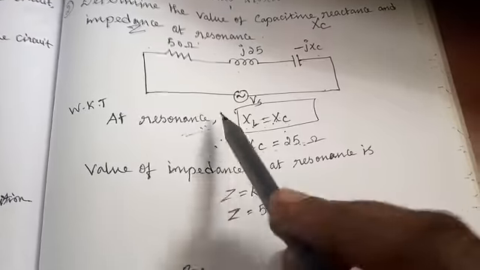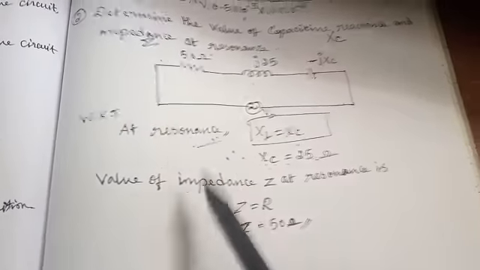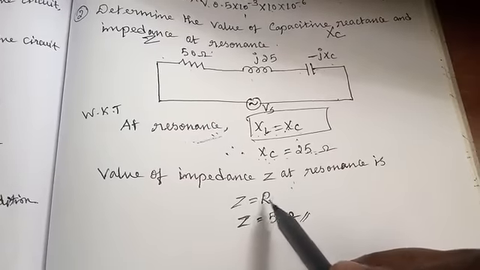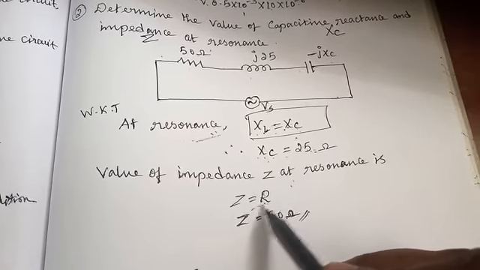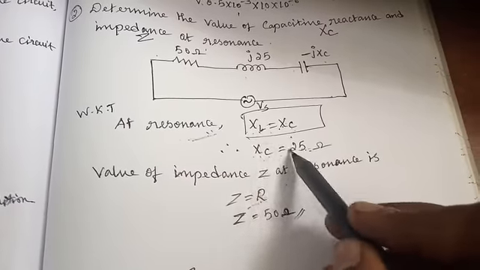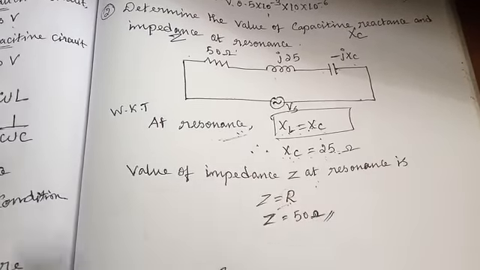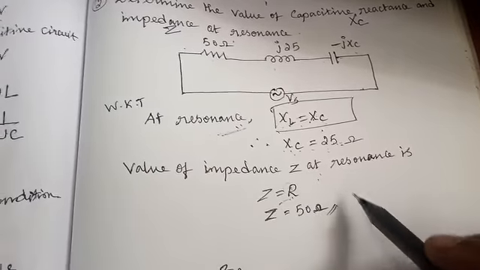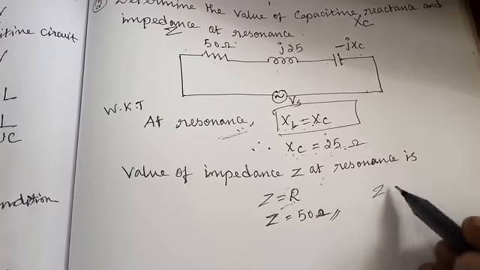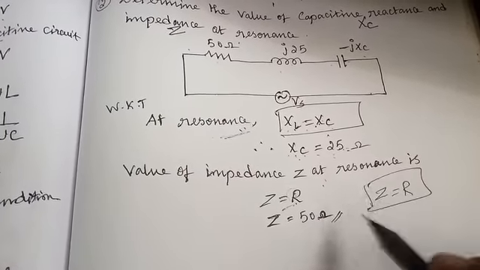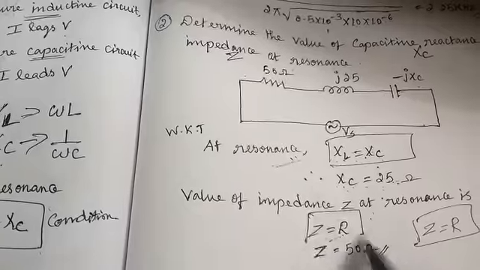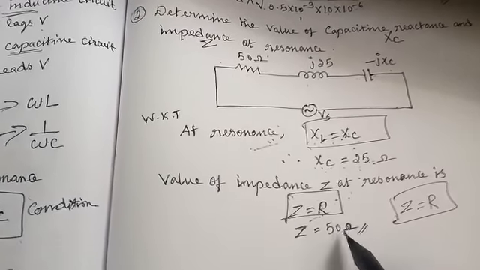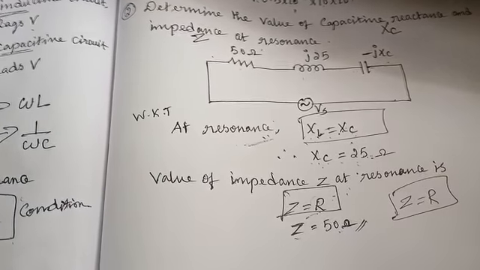And then we need to find the impedance Z. At resonance, the expression for Z will become R, because XL and XC cancel each other. As I said already, at resonance my impedance Z becomes R, and the circuit becomes a pure resistive circuit. So at resonance Z equals R. The value of R is 50, so therefore you can get your impedance Z value.